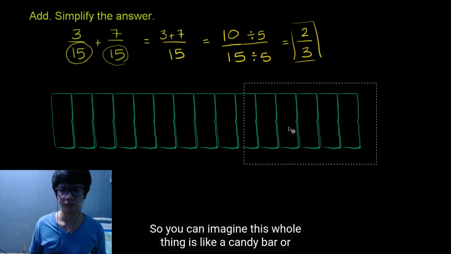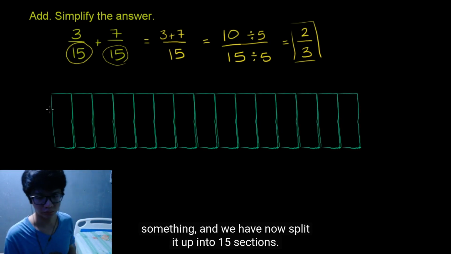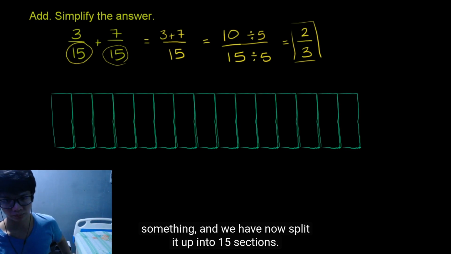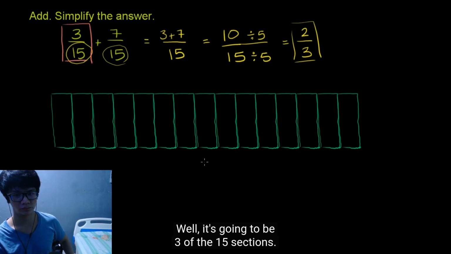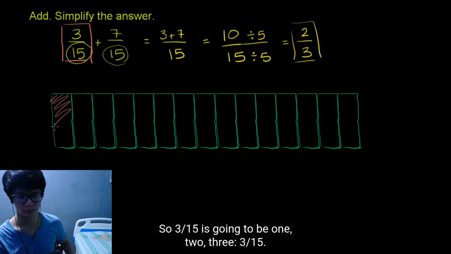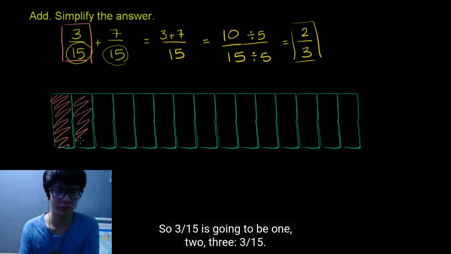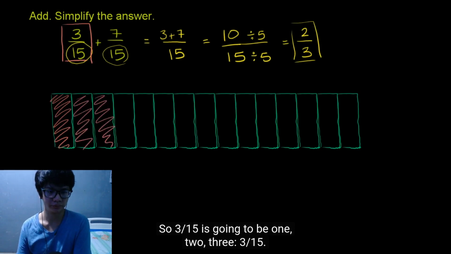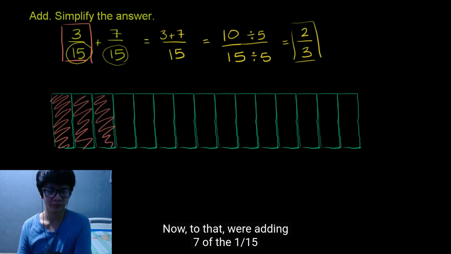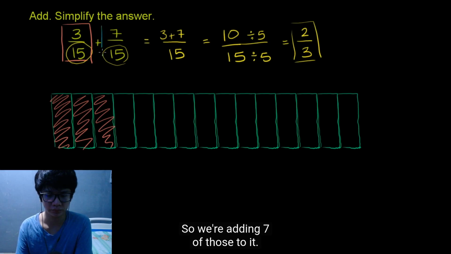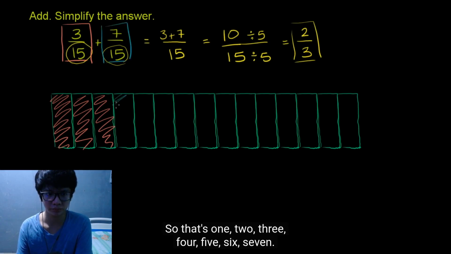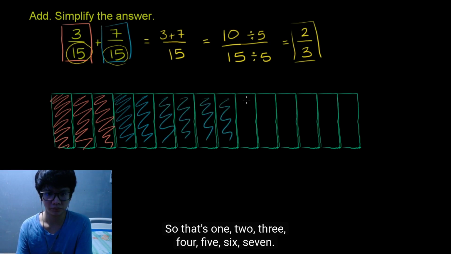So you can imagine this whole thing is like a candy bar or something. And we have now split it up into 15 sections. Now, what is 3/15? Well, it's going to be 3 of the 15 sections. So 3/15 is going to be 1, 2, 3. Now to that, we're adding 7 of the 1/15 sections. So we're adding 7 of those to it. So that's 1, 2, 3, 4, 5, 6, 7.